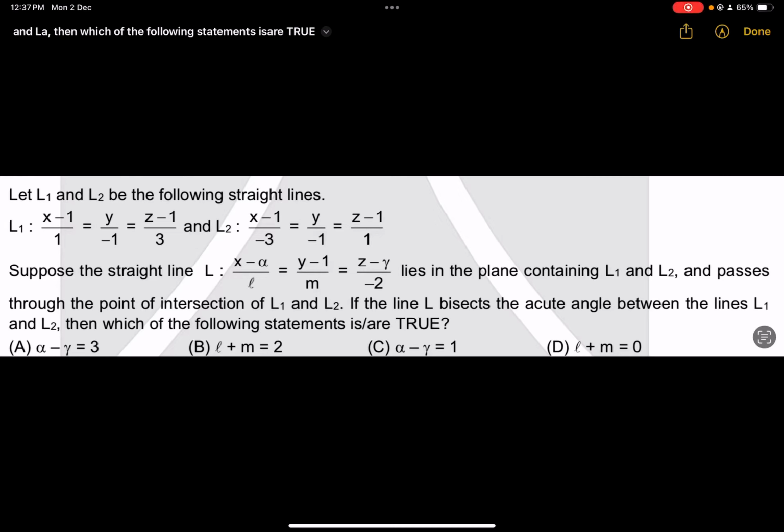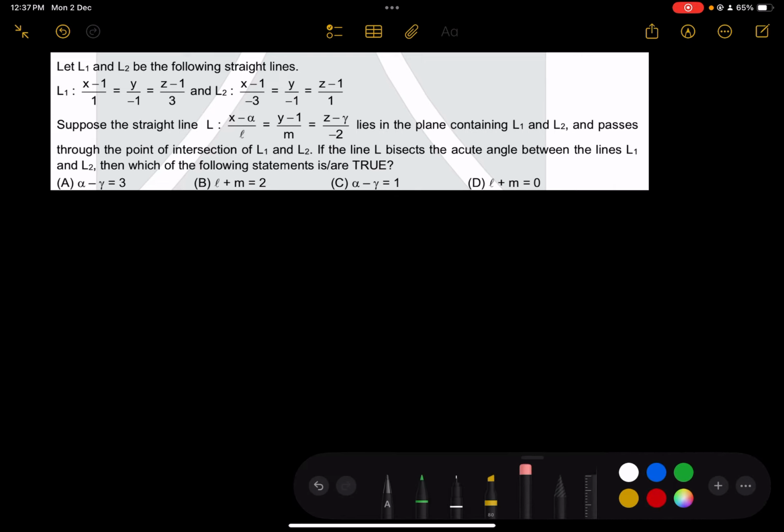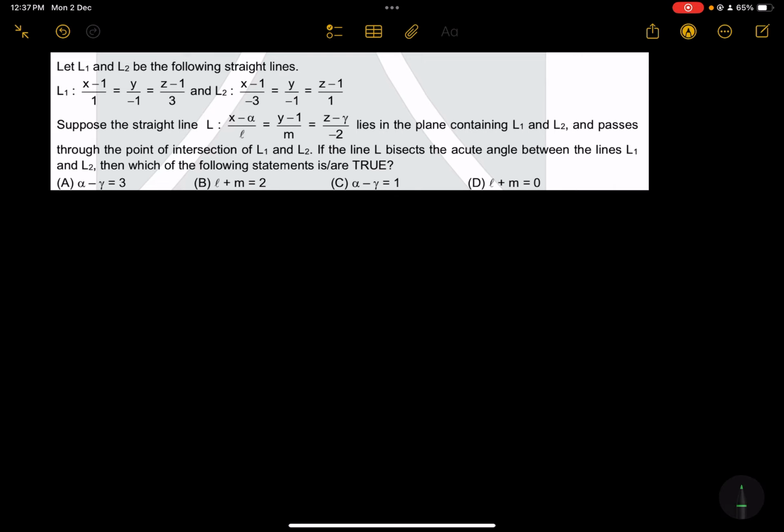Hi, this question appeared on JEE Advanced 2020 in its first paper. It is a multi-correct answer question and the question is from the topic 3D geometry. So let us go ahead and solve this question. But before we do that, I would strongly recommend each one of you to pause this video at this moment and give this question a try.